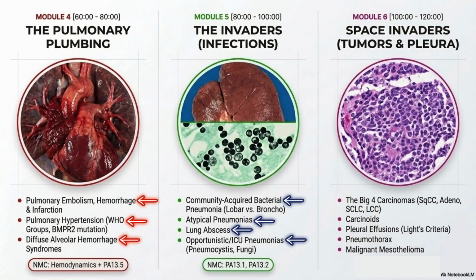Finally, Module 6 wraps up the masterclass, and it is titled Space Invaders. This section covers tumors and the pleura. We will break down the big four carcinomas: squamous cell carcinoma, adenocarcinoma, small cell lung carcinoma, and large cell carcinoma. We will briefly touch on carcinoids. For pleural pathology, we will discuss pleural effusions and apply Light's criteria. Next, we look at pneumothorax. We close out the entire section with malignant mesothelioma. This final module perfectly aligns with NMC PA 13.6 and PA 13.7.